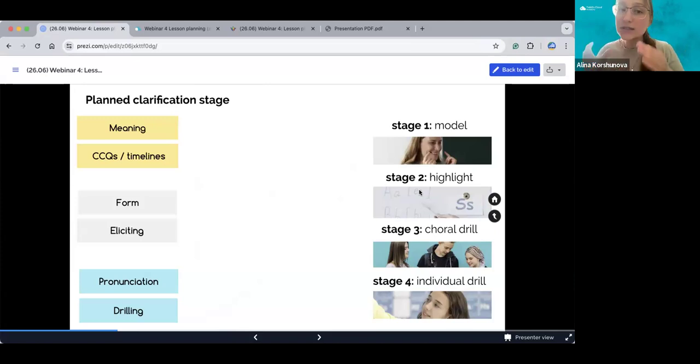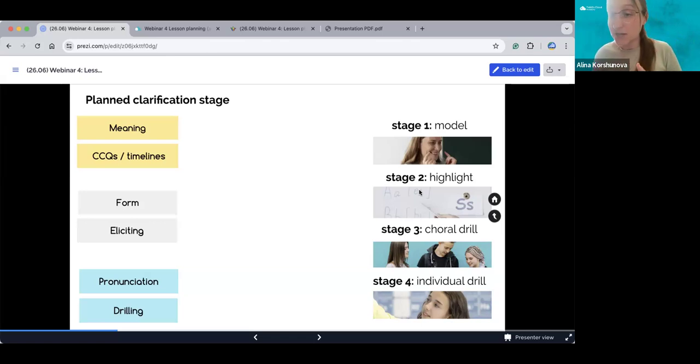We need to think what is important in terms of form. So what forms of this grammar structure my students need to know in order to be able to use the structure? Do they need to know negative form at this point? Do they need to know questions, only general questions? Maybe they need to know short answers or whatever? So think what's important in terms of form, and of course it should be planned. You should include that in your plan.